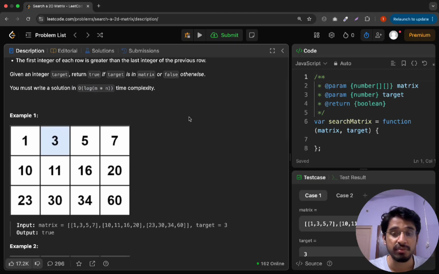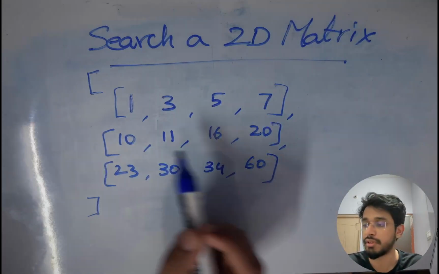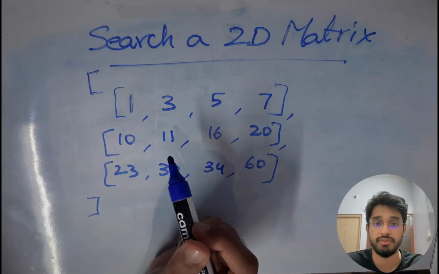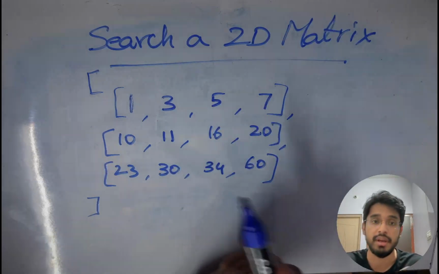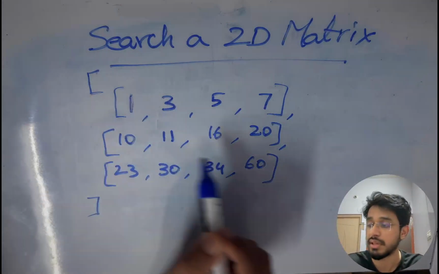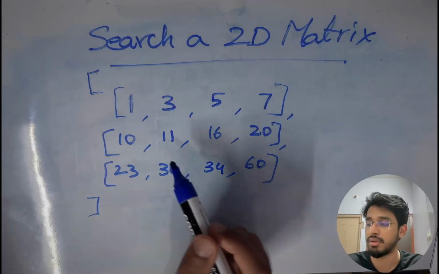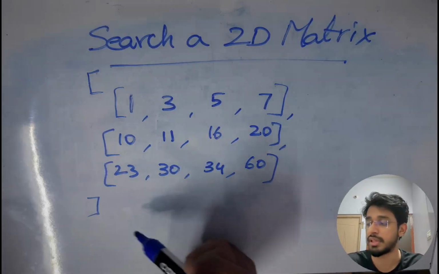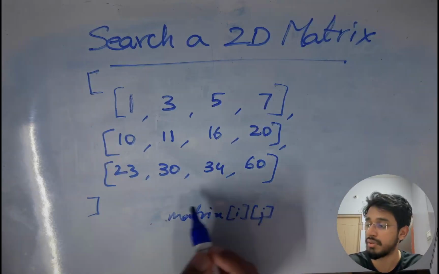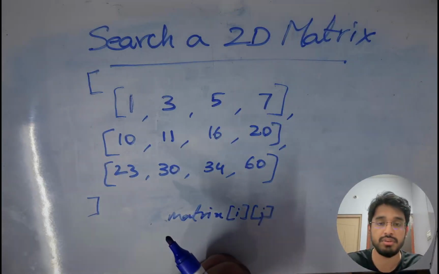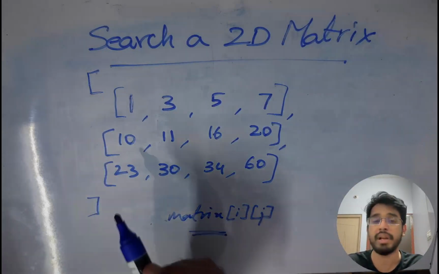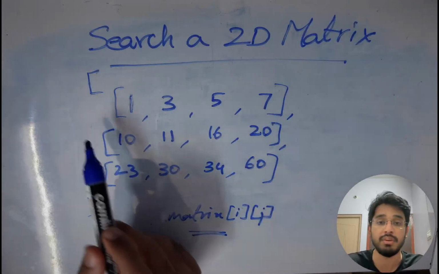So let us understand how we can solve this. This is the 2D matrix that is given, in the form of an array of arrays. To solve this, we can flatten the array, or assume it to be a single array. In order to access any element, we say matrix at i at j, and based on this we can access any element. Here we just need to apply binary search as though this is a single one-dimensional array.